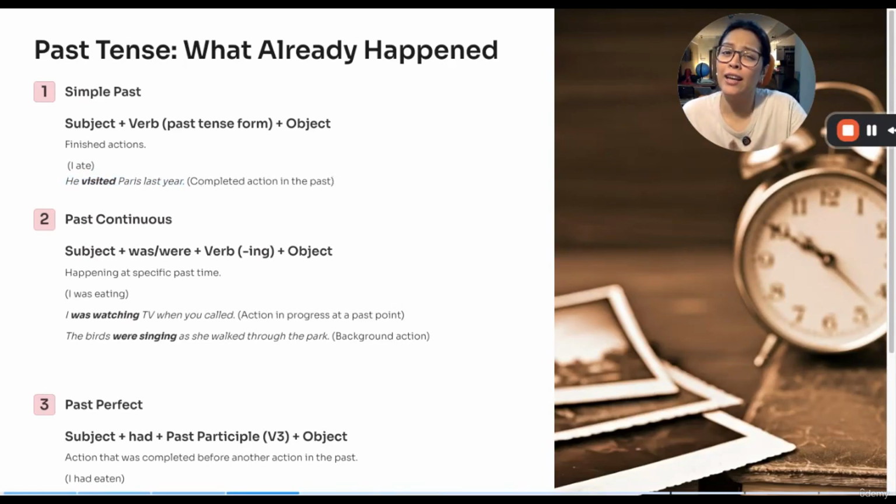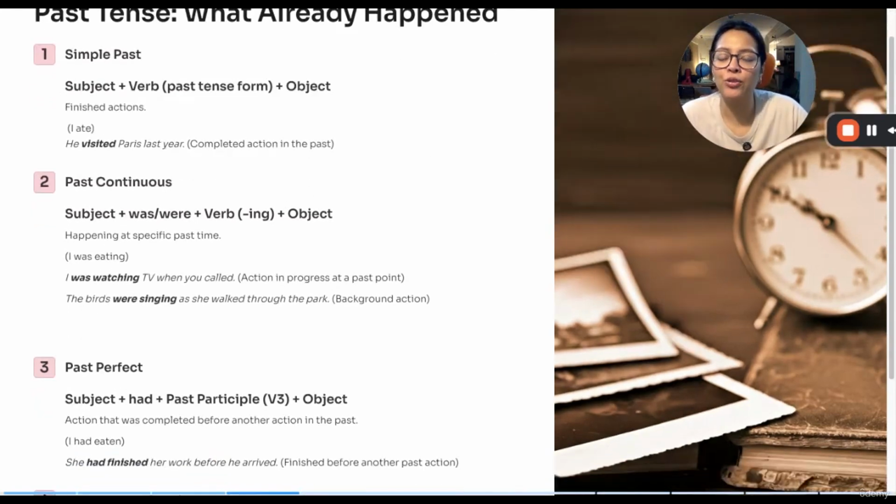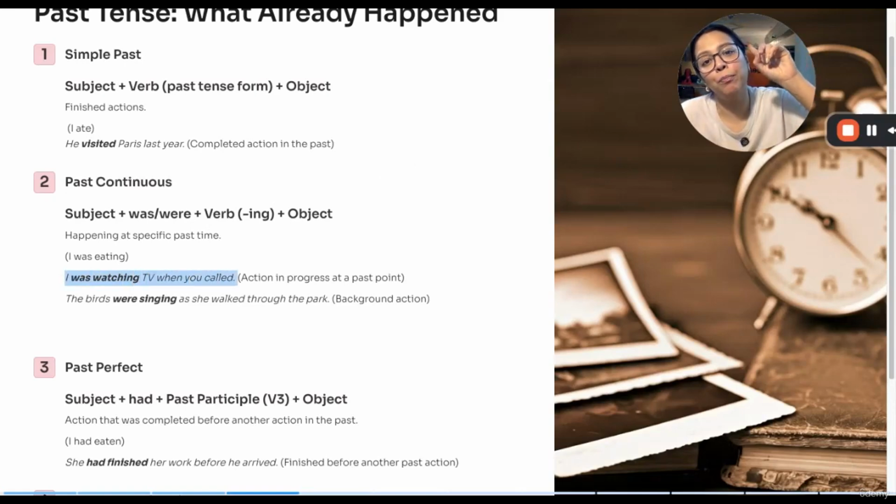Sometimes it could be something like yesterday, day before, 5 p.m., so on and so forth. Next is past continuous. Just like simple continuous, you're talking about something which was happening in the past at a specific time. I was watching TV when you called. Action in progress at a past time. Somebody was watching TV when something else happened.